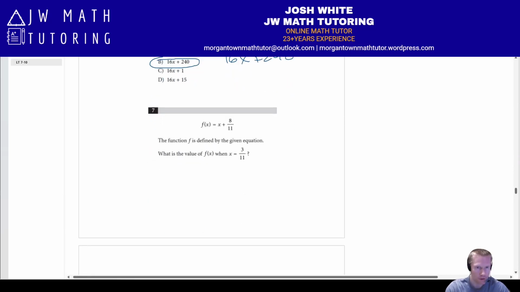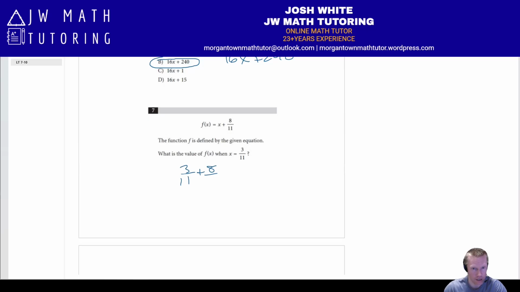All right, next up, question number 7. So here it's just basic function evaluation. They just want to know what's the y value when x is 3/11. So you're literally just plugging in 3/11 for x, adding it to 8/11ths. If you add the two fractions, that's 11/11ths, which is just 1. Correct answer for this is just 1.